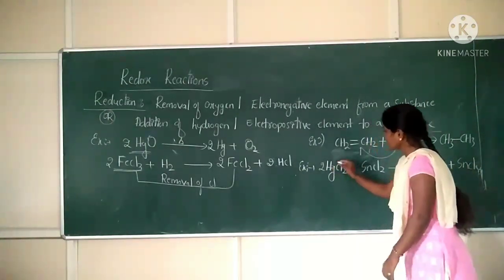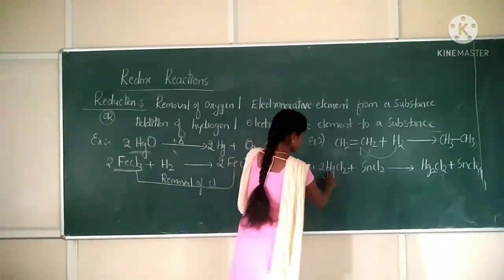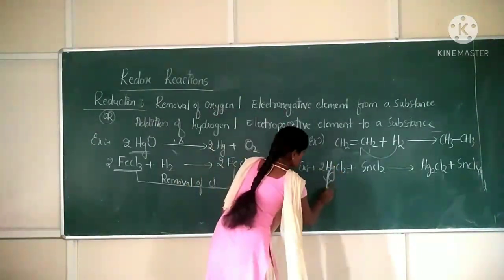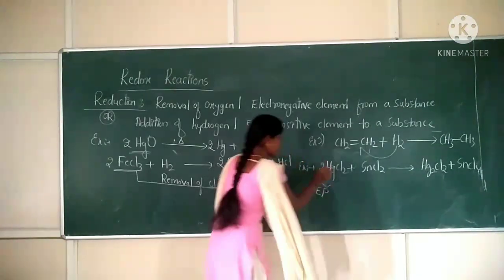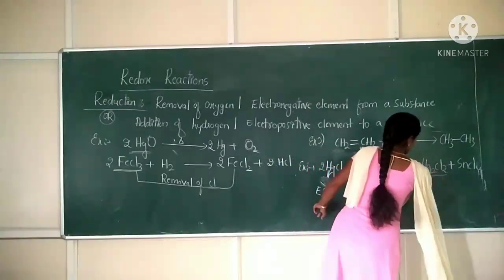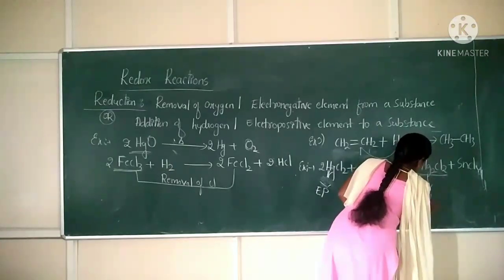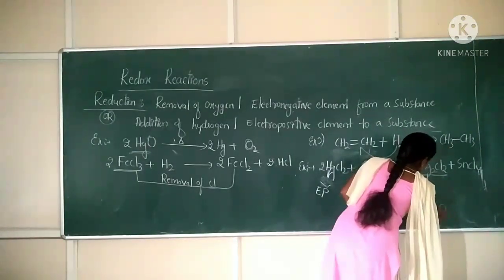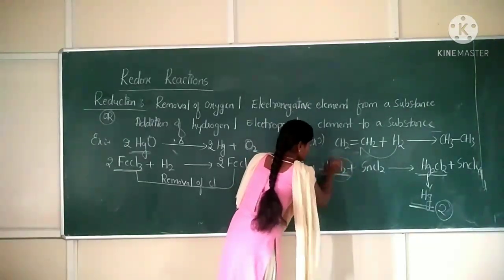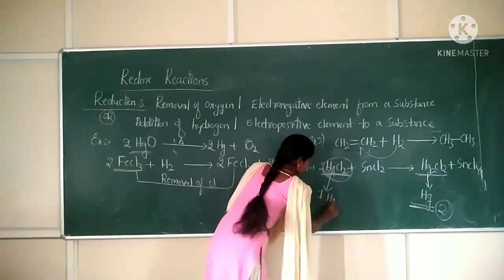Now between mercury and chlorine, which is more electropositive? Hg is more electropositive. Now at the product side, again mercury is there. How many mercury atoms are there? 2 Hg. Now at the reactant side, how many mercury atoms are there? 1 mercury atom is there.